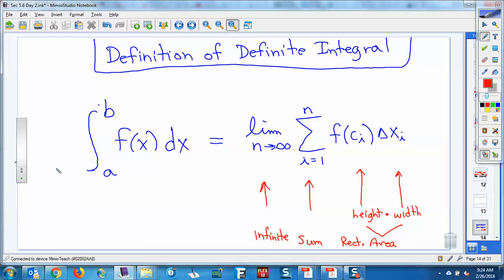you don't have to have the same width. The definite integral is the exact area under the curve, and 99% of the time we're going to divide it up evenly. If we've got a width of 4 and we want to do 4 subintervals, they're all going to be 1. If we've got a width of 4 and we want to do 10 subintervals, they're all going to be 0.4. But it's adding up an infinite number of rectangles.